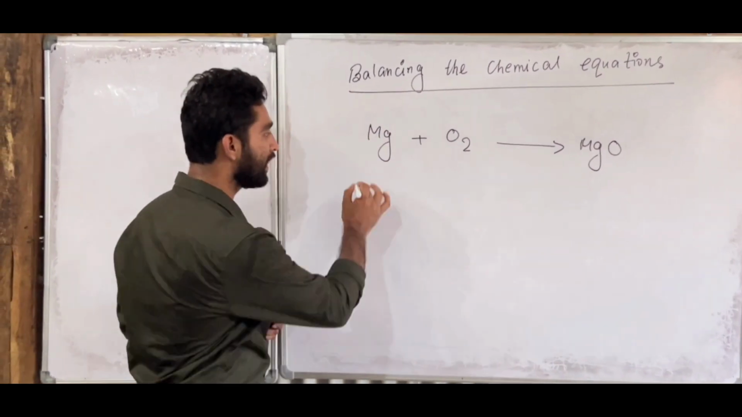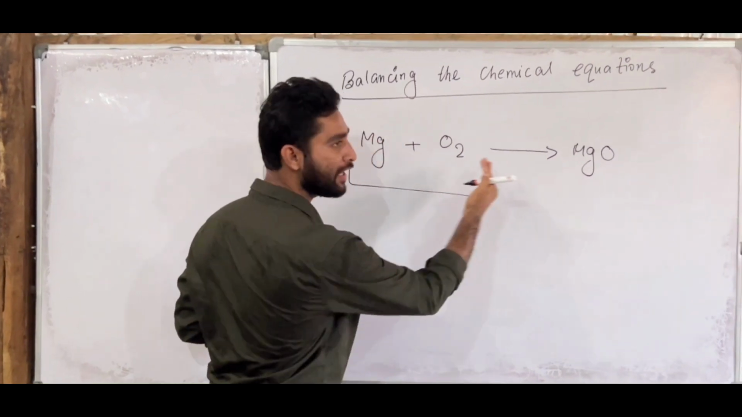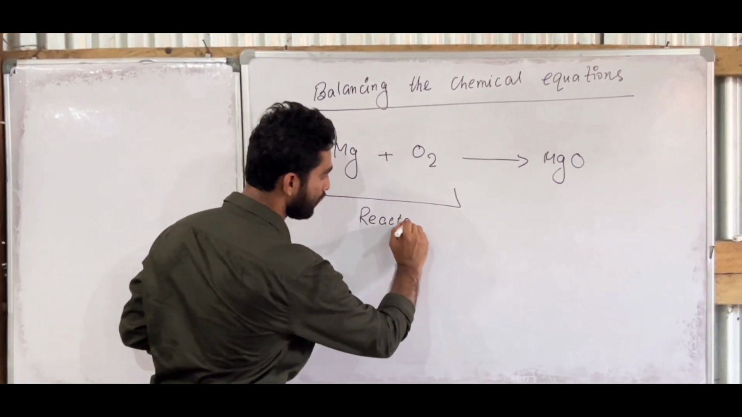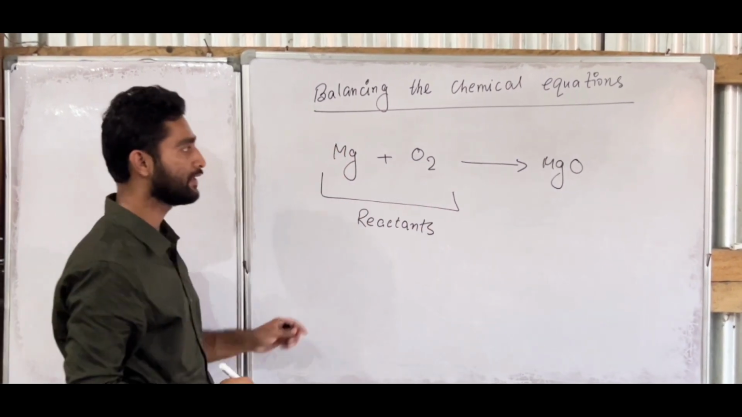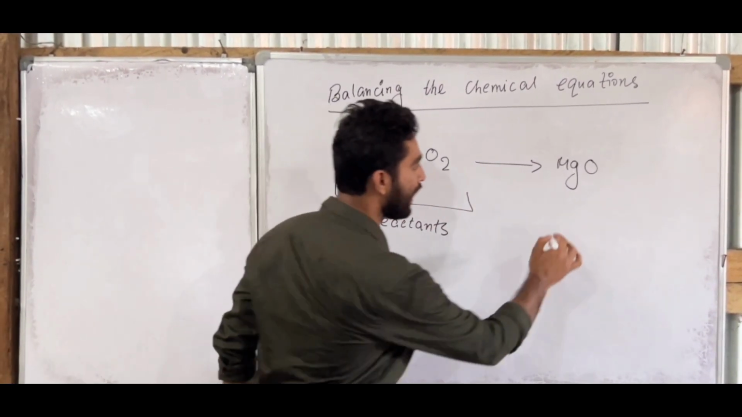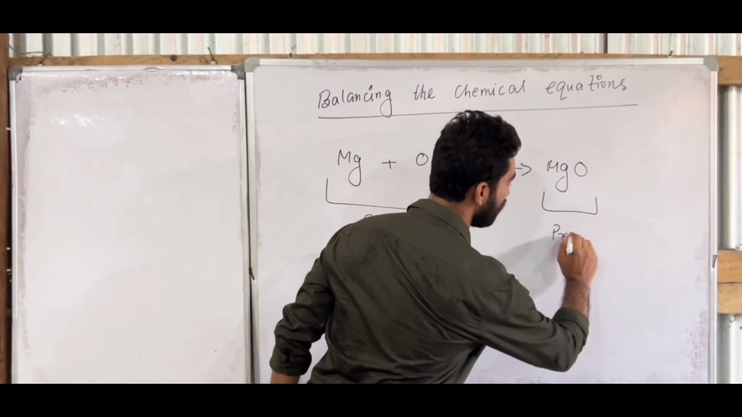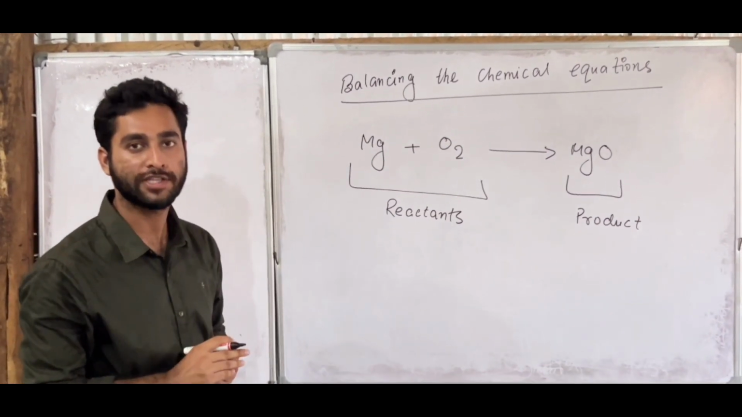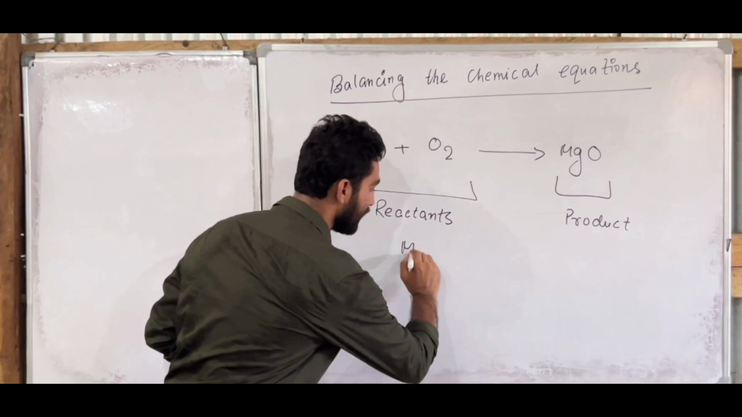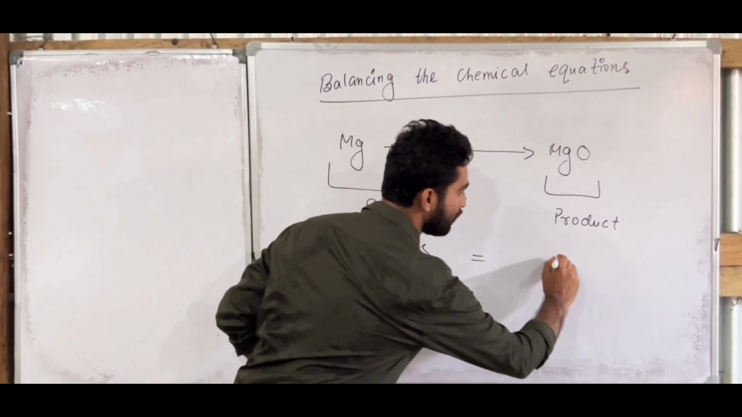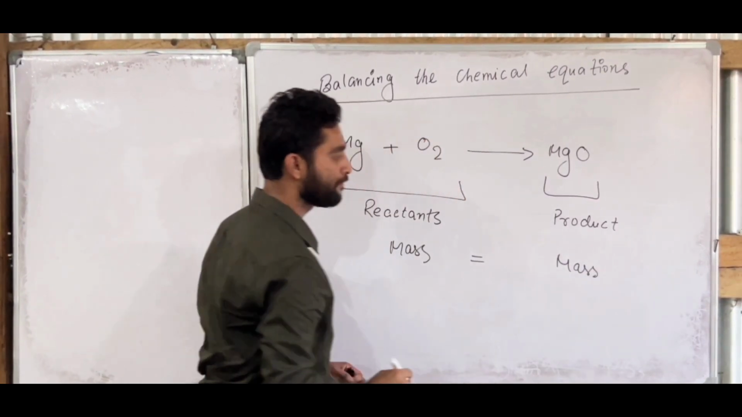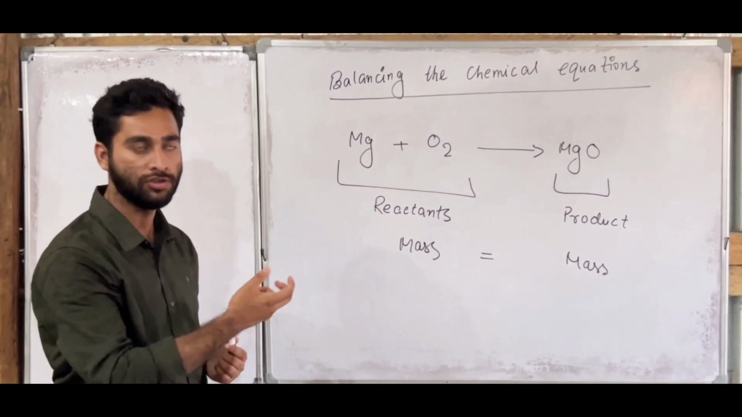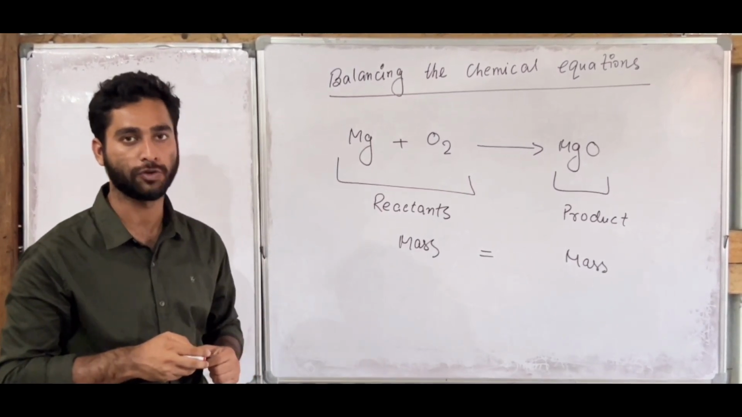For example, in a chemical reaction, the left side of this arrow is called reactants. Here two reactants are present, and the right side of this arrow is called product. And according to the law of conservation of mass, the mass of the reactants should be equal to the mass of the product. So to satisfy the law of conservation of mass, we need to balance the chemical equation.